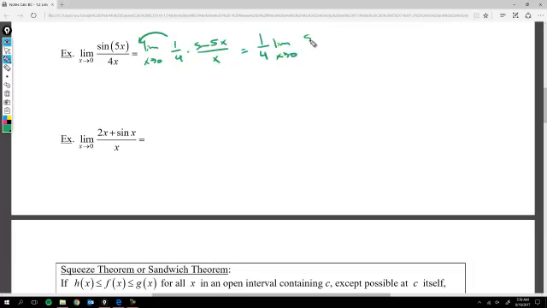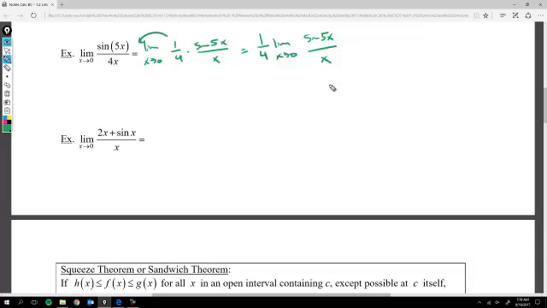Okay, I don't even want to deal with it. I don't want to see it inside my limit. Well, okay, that helps, but that doesn't actually solve my problem. I still need a 5 here. Well, we can introduce a 5. Remember, if you can take constants out, you can put constants in.